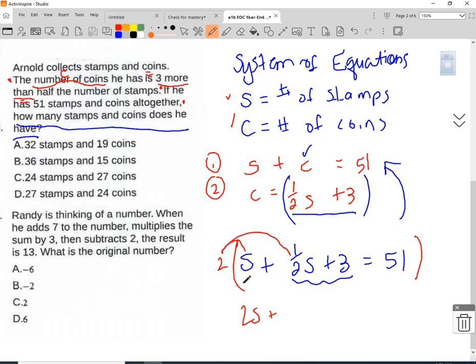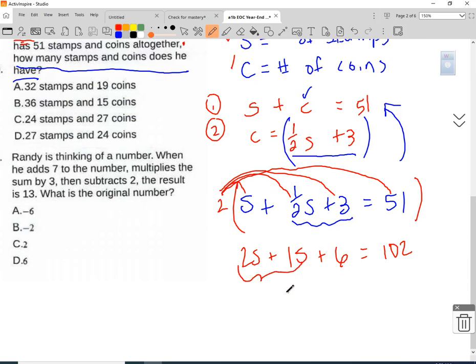Remember to run your calculator. 2 times 1 over 2, and you'll find that that's 1S. Plus 2 times 3. I know some of you don't like to write these little lines, but these will help you remember to multiply everything by that number, and 102. Combine our like terms. 3S plus 6 equals 102.